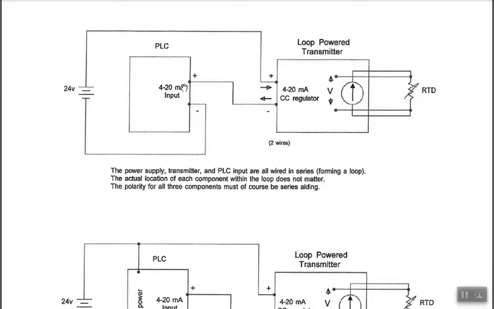It'll be terminated with a resistance and converted to voltage and then converted to a digital number, with an A to D converter and all that. But yeah, here's your 4 to 20 milliamp input to your PLC. And look how we have everything in series. We'll get over to that in a minute.